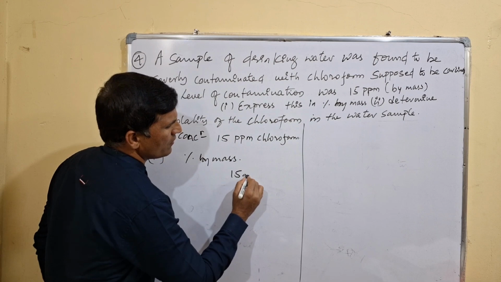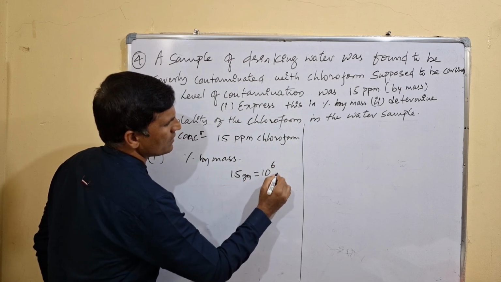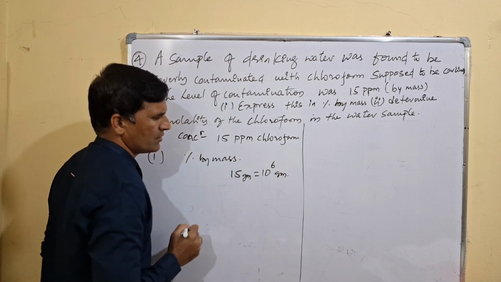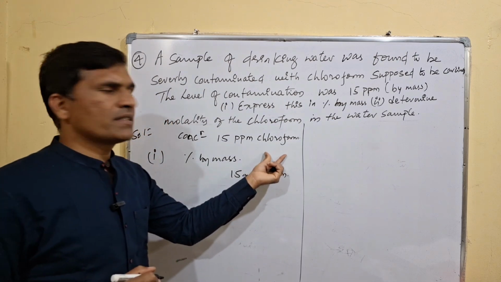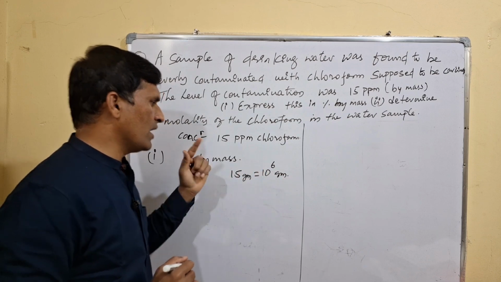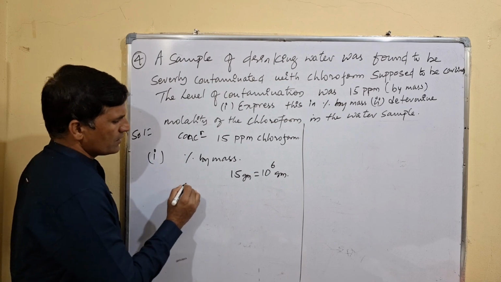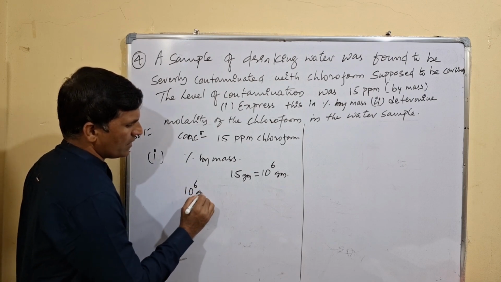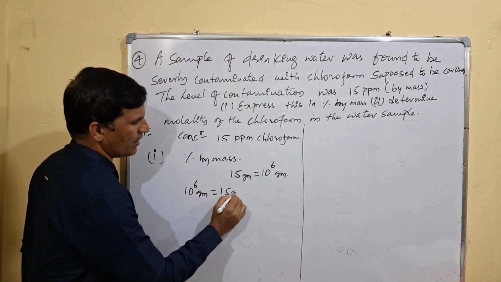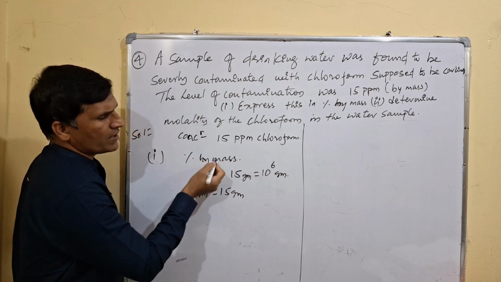So therefore 15 grams in 10 to the power 6 grams. Per 10 to the power 6 there is 15 grams, like that we can say in terms of mass what it is being given, that is the meaning. But now what do we want? So 10 to the power 6 gram corresponds to 15 grams. We will write like this. And he is asking percentage mass.